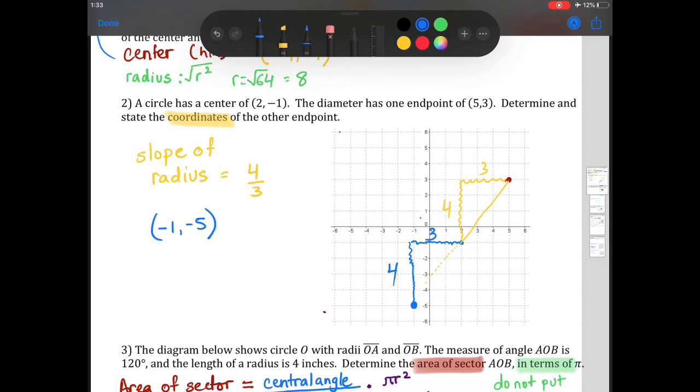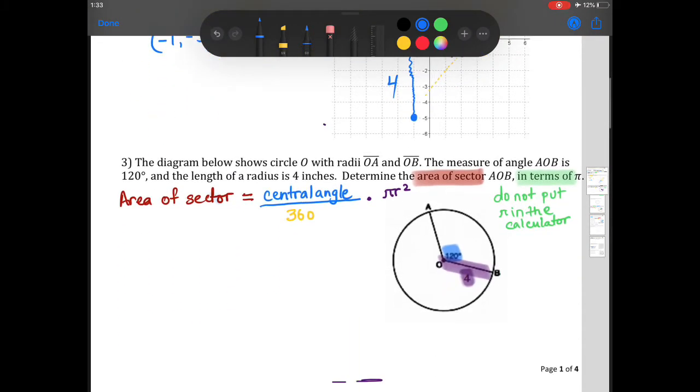Okay, so let's go. Number 3. In this question, the diagram is already given to us and it's saying that OA and OB are the radii, and it's also giving us the measure of the angle AOB, which happens to be a central angle, right? Because the center is O and the radius is 4 inches. It's asking us to determine the area of the sector and leave in terms of pi. Okay, so what's the formula for area of sector? That's the formula. You have to memorize it. It's not given to you on the reference sheet. And when it says in terms of pi, please make sure you remember that. Do not put the pi in the calculator.